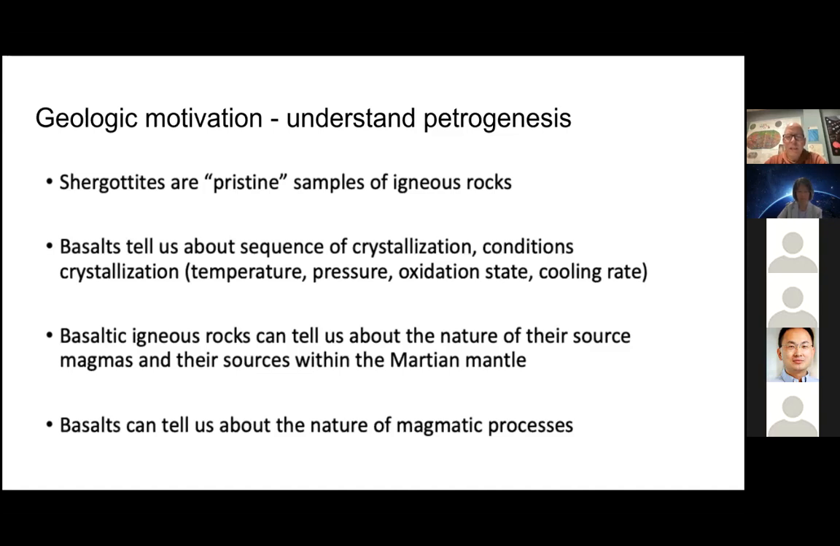Now, basaltic igneous rocks also tell us about the nature of their source magmas. And for geologists, this is really important because we recognize magmas form either in the subsurface below the crust or within the mantle. And so they can give us a good proxy of the chemical composition of the mantle of the body. Now, of course, these meteorites do not represent the entire chemical recipe of Mars because we're only sampling volcanic rocks that are present in a handful of locations on the planet.